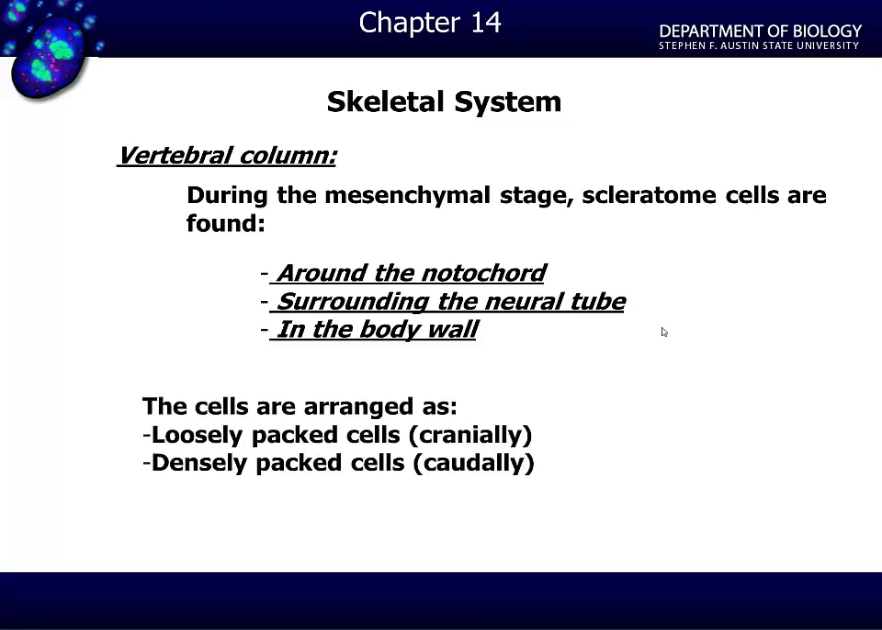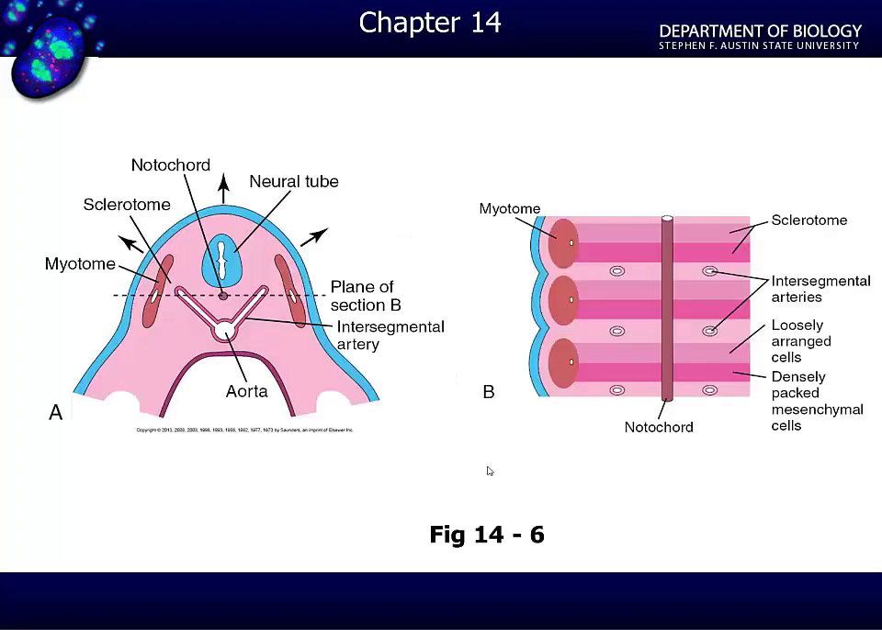But when we look at the illustration, we can see that the sclerotome cells, the cells of the somites, are arranged as either loosely packed or densely packed cells within the same somite. The loosely packed cells are on the cranial side of the somite. The densely packed cells are on the caudal aspect. All right, so let's look at that in the image.